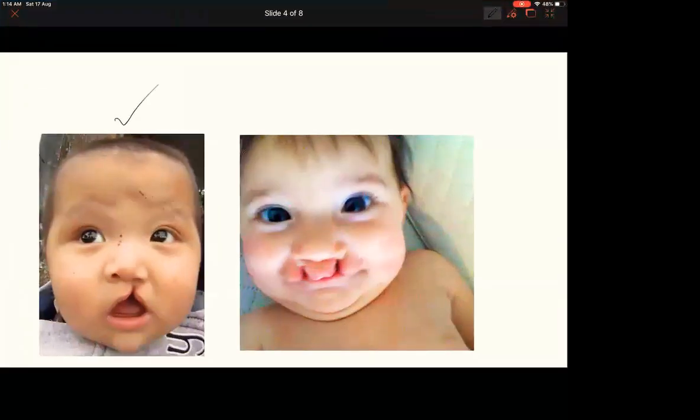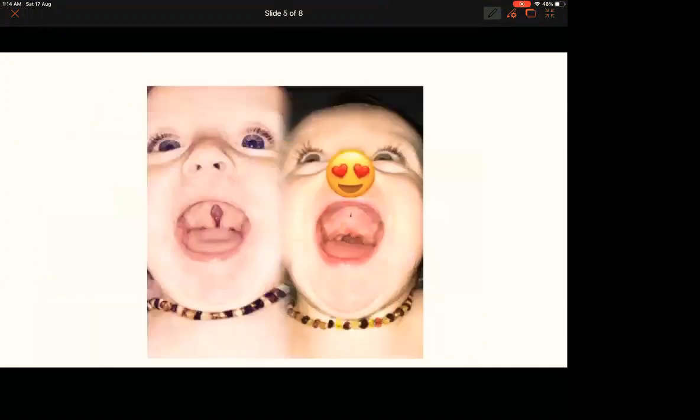Like this one will be called a unilateral incomplete cleft lip. Why incomplete? As you can see, the nasal bridge is there. Whereas see this one, this is a bilateral cleft lip. So these are things that you are required to remember. Now, as you can see in this beautiful picture, this is something called a cleft palate only.